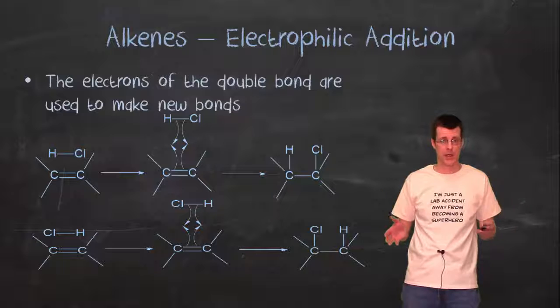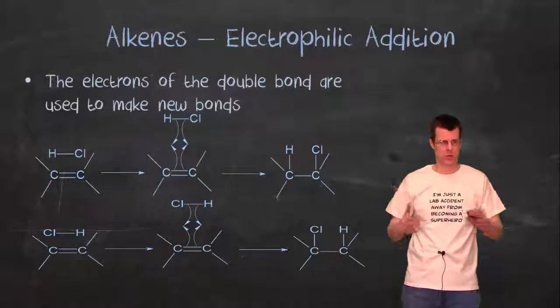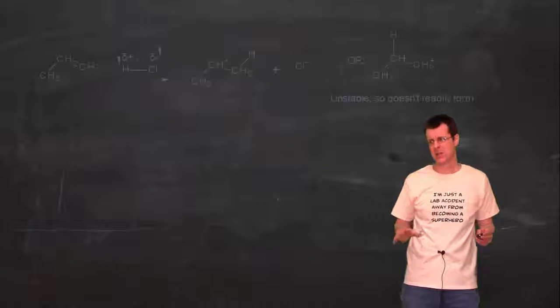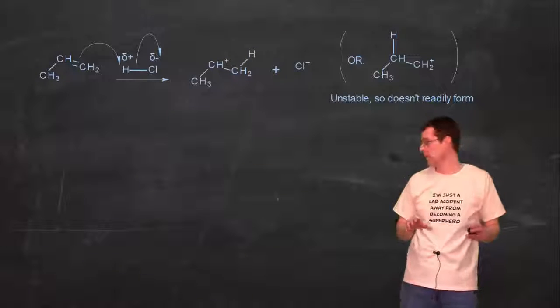Now, we talked in class in the previous video about the possibility of preference being shown, Markovnikov's rule, and we're going to take a quick look at that. So here's the thing that's actually, I guess I got the whole thing up there, why not?